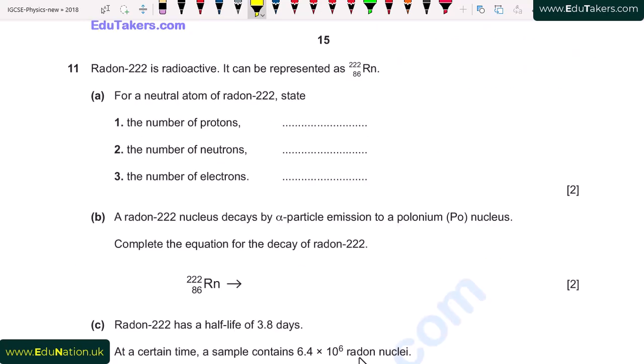Question number 11. Radon 222 is radioactive. It can be represented as Rn with atomic number 86 and mass number 222. Part A. For a neutral atom of radon 222, state part 1, the number of protons. So first of all, here we have to state the number of protons in radon 222. From here we can see that the atomic number is 86.